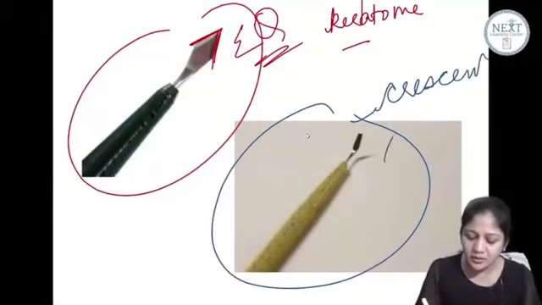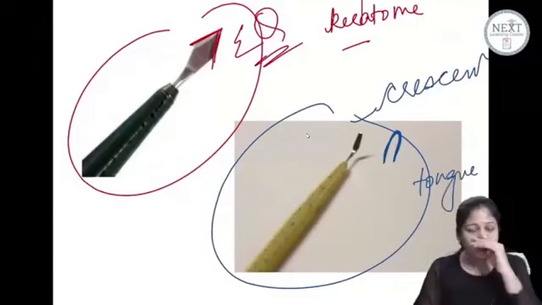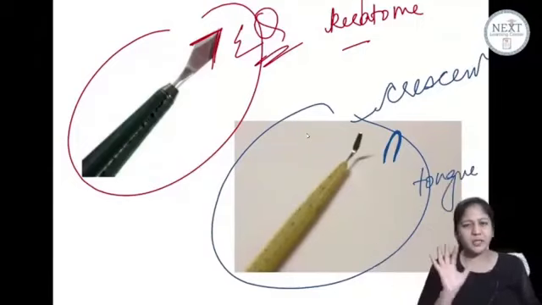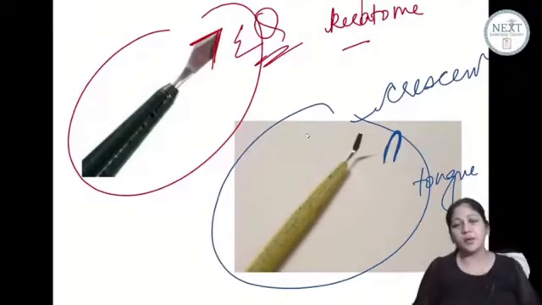Can you see the difference here? This has a very blunt edge. It's a tongue shape, has a tongue-shaped edge. Not very sharp. It is mainly used for dissection purposes.